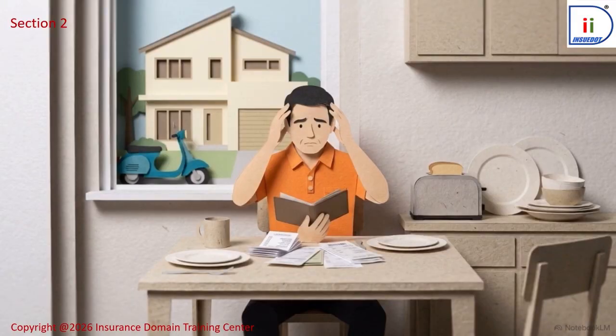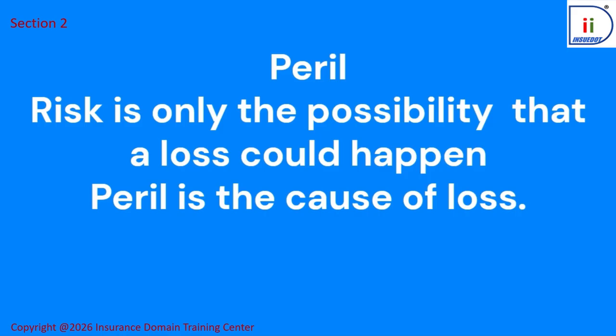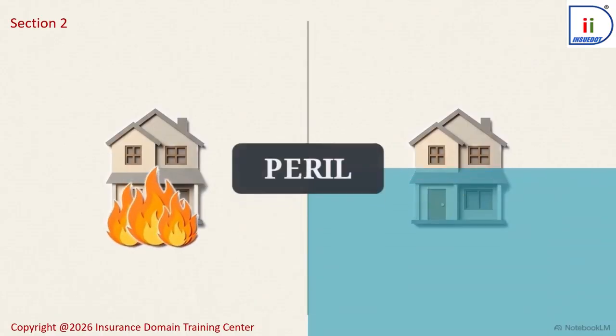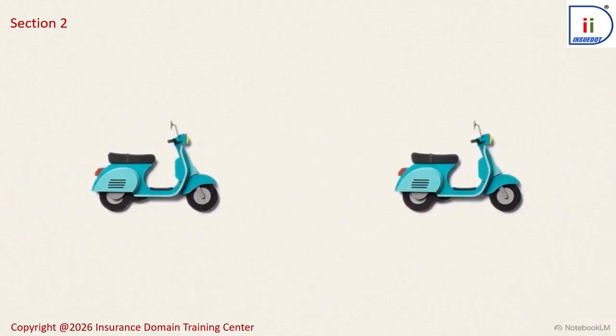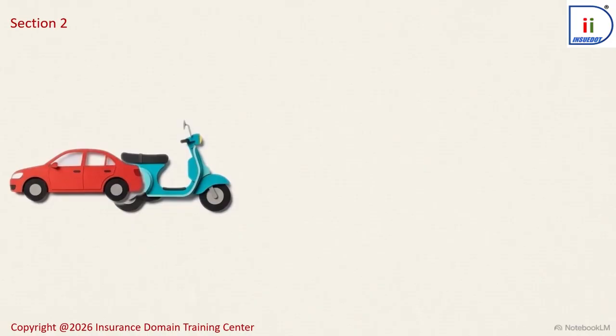To understand that risk, we have to look at the real-world events that actually damage property. In insurance, the specific event that causes the damage is called a peril. This split screen shows two common examples, fire and rising floodwater. Both are perils because they are the direct causes of loss. The same applies to Rahul's scooter. A traffic accident or a thief stealing it are perils that can cause a financial loss.